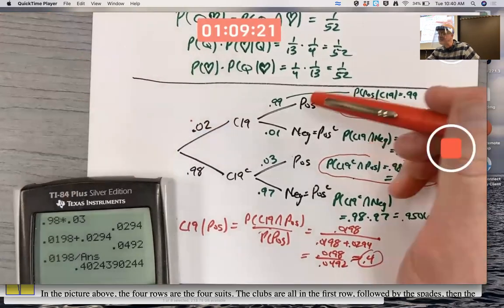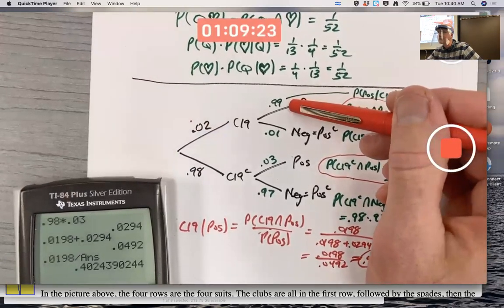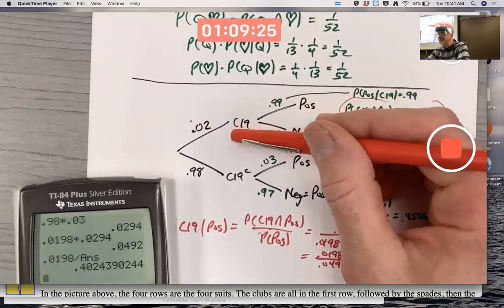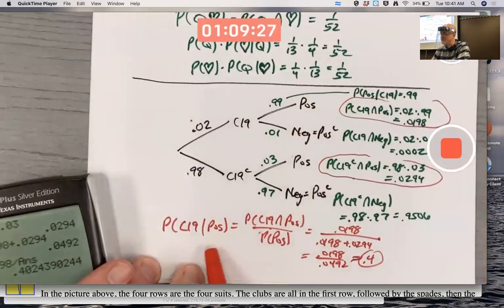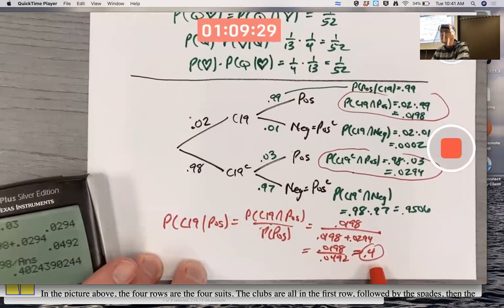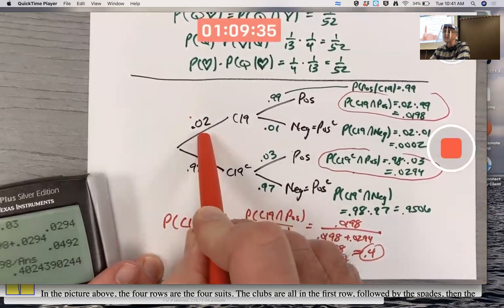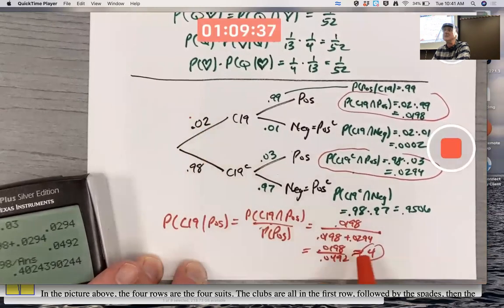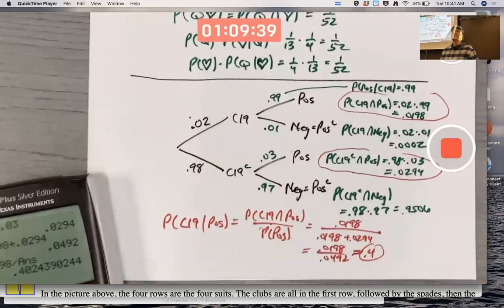Even though the test comes out positive 99% of the time when somebody has it, the chance that you have it when it comes out positive is still smaller than 50%. Why? It's essentially because it's kind of rare. If this number were bigger, then we wouldn't get such a small number there. Okay.